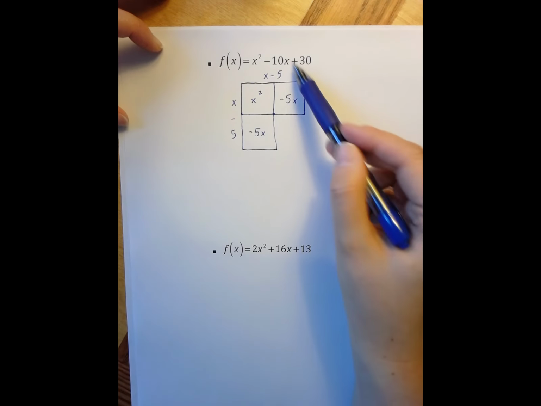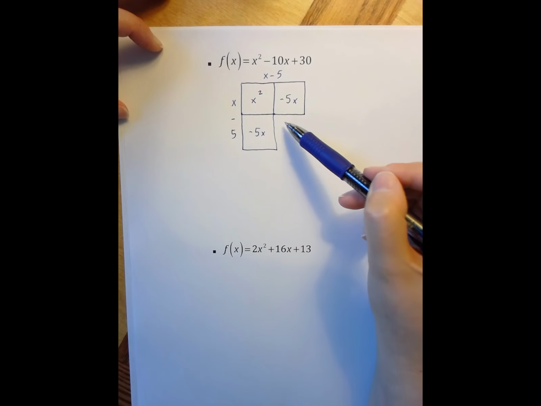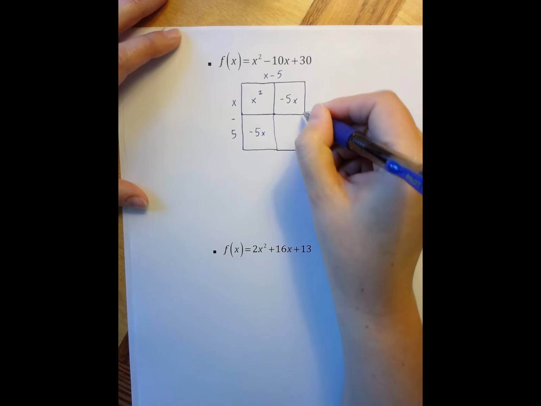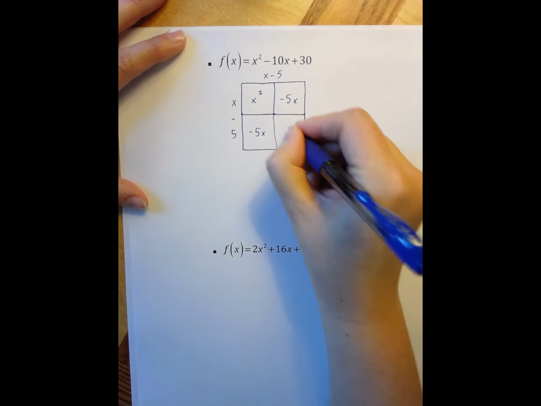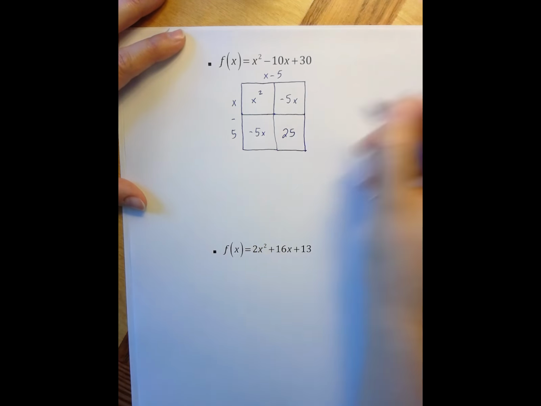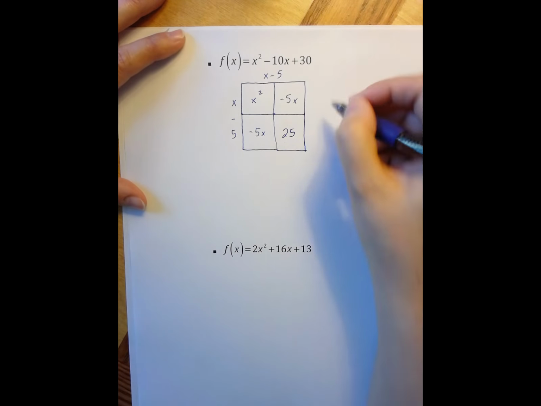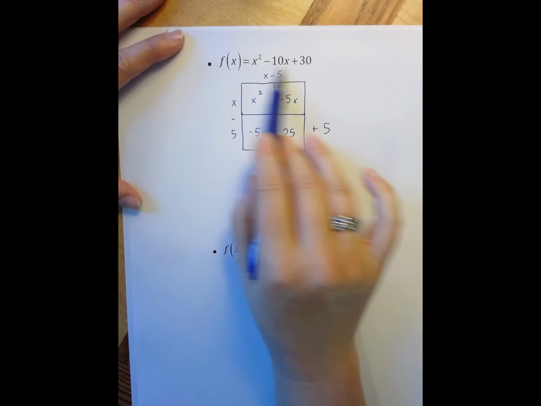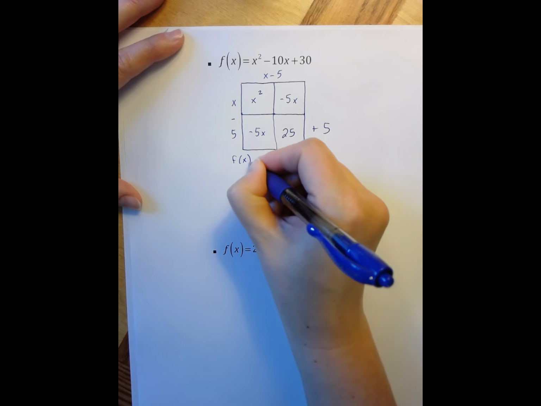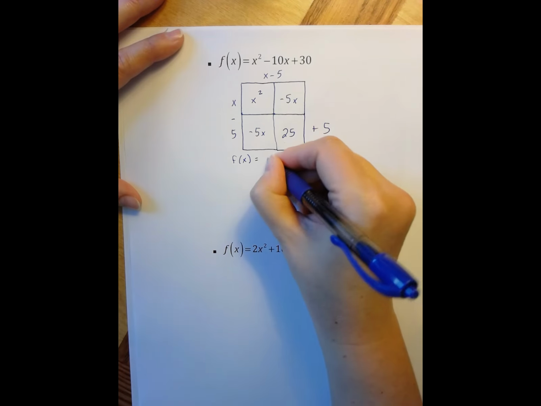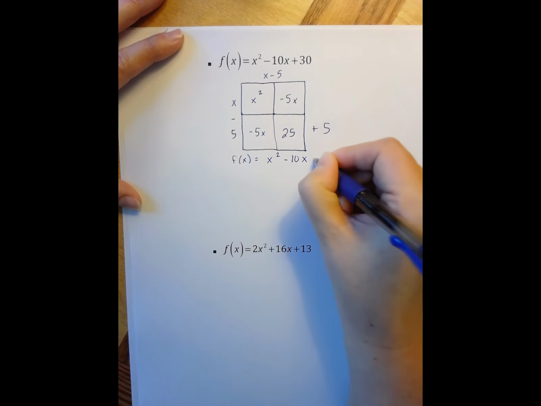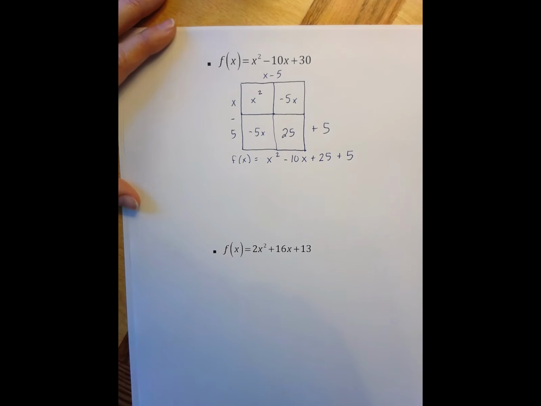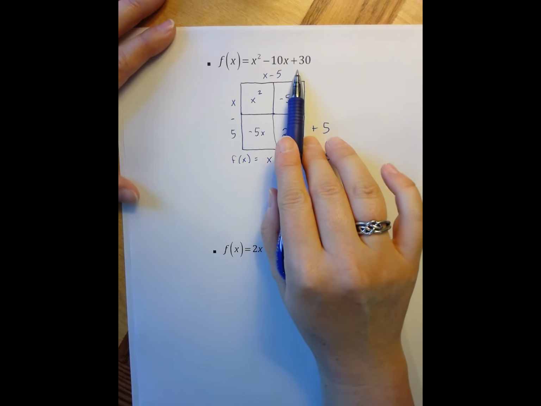So the 30, I can use the 30 tiles to fill in this spot. When I do that, though, I am left with another 5 tiles. So I could almost rewrite this as f of x equals x squared minus 10x plus 25 plus 5. Remember, 25 plus 5 is 30.